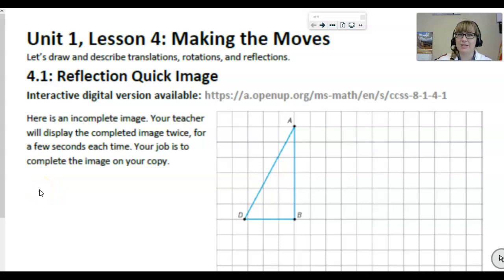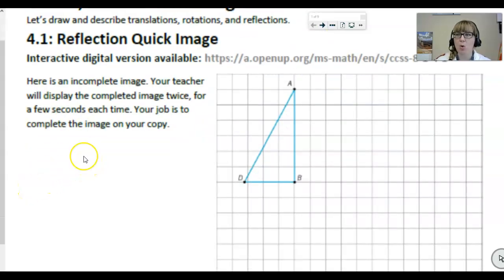Hello, Math 8 students. This is Open Up Resources Unit 1, Lesson 4, Making the Moves. To get started, for your warm-up, we're going to do a quick reflection image draw. The clues are right here in reflection.